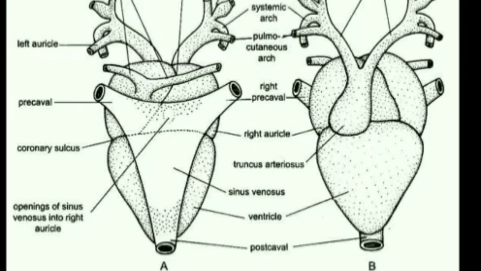Now one more view is shown over here. Dorsal view showing one accessory chamber, sinus venosus. Sinus venosus is a triangular structure that receives two precavals, right and left, and one postcaval. Let me tell you, sinus venosus is the organ that receives deoxygenated blood from the entire body, and that blood is then poured into the right atrium. See on the ventral side, you will find this flask-shaped Truncus Arteriosus, another accessory chamber.